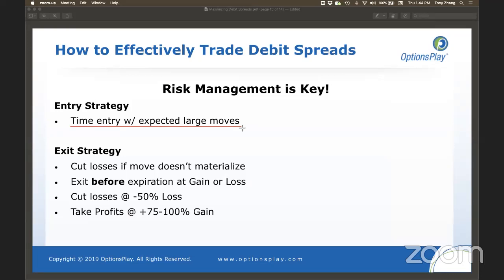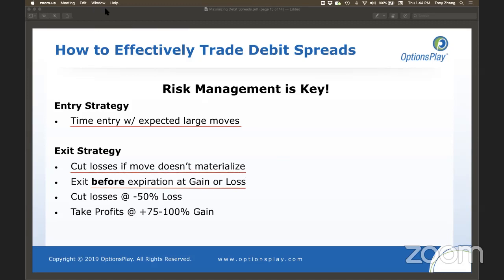Once you're in that trade, just like any other long option strategy, you always want to exit these trades prior to expiration, either at a gain or a loss. And a rule of thumb that we generally have is that you want to cut losses if the move that you expect does not materialize.